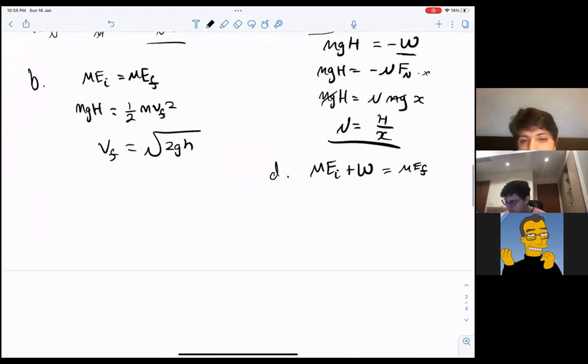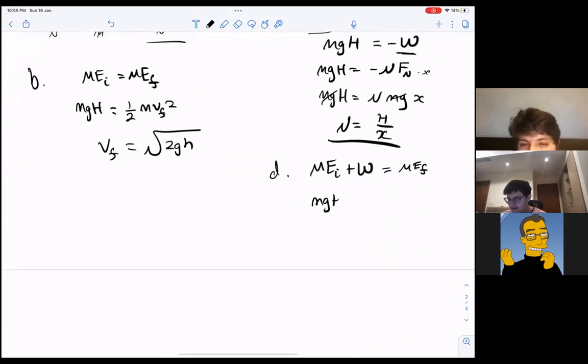Shows conservation quite well. Yeah, so we could write mgh. Yep. Now, what would the work be in this case? Work. Since it's still being caused by friction, which is the external force in this environment, wouldn't it still be mu Fn? Yeah, so it would be negative mu Fn.